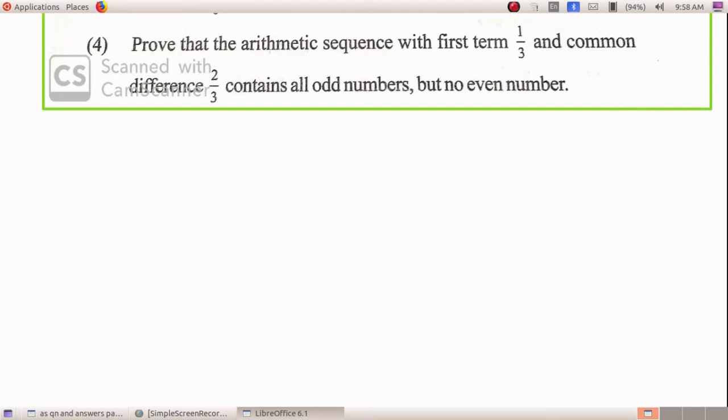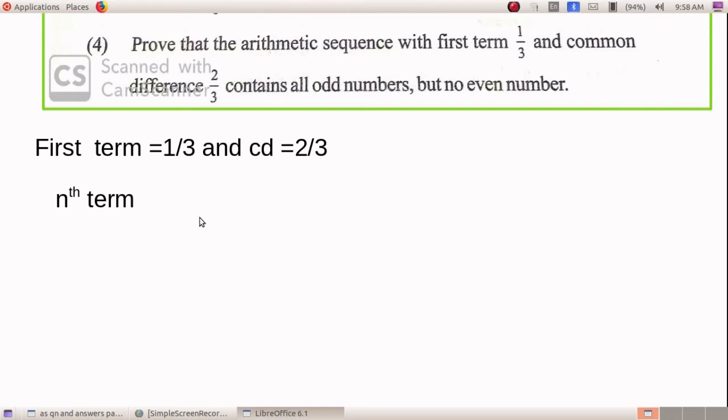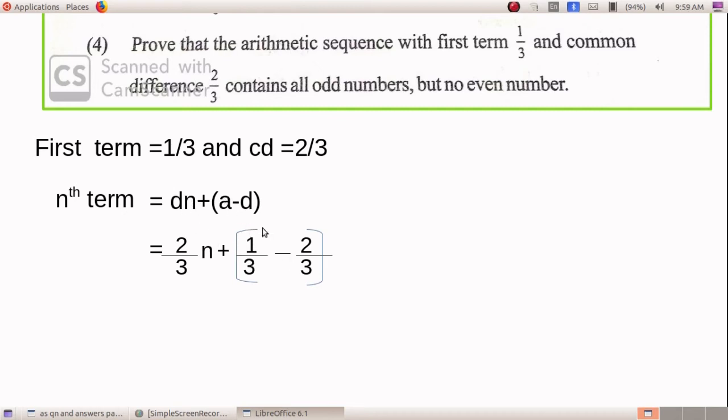You see, its first term is 1 by 3 and common difference is 2 by 3. Let us write down that one. First term is 1 by 3, common difference is 2 by 3. Now let us write its nth term. Nth term is dn plus a minus d. Now d can be substituted by 2 by 3 and a can be substituted by 1 by 3. Therefore it will be 2 by 3 n plus 1 by 3 minus 2 by 3.